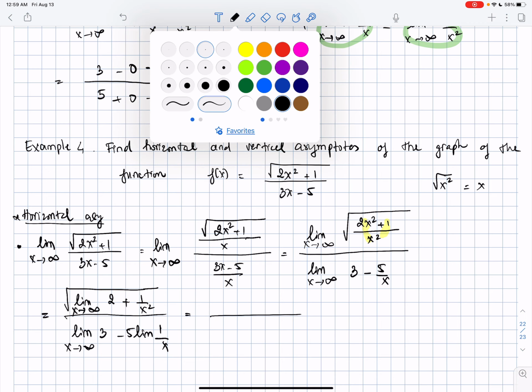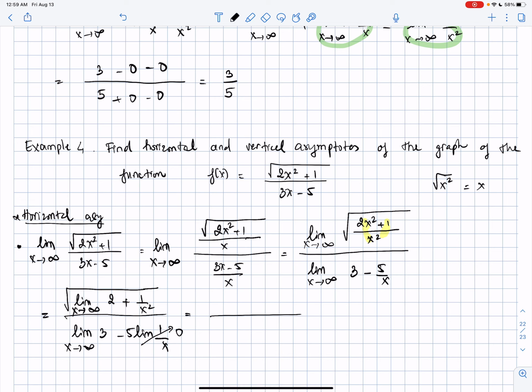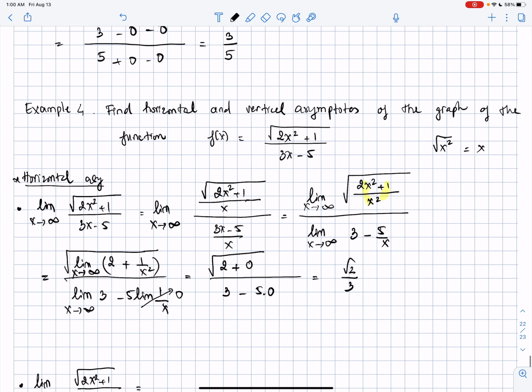So I do the bottom first. This goes to 0, and this goes to 3 for the limit of 3. So you have 3 minus 5 times 0. On the top, you have the limit of 1 by 1, and you will have the square root of 2 plus the limit of 1 over x squared as x approaches infinity, which is 0. So then we will have the square root of 2 divided by 3. And what we can say is that y equals the square root of 2 divided by 3 is the horizontal asymptote.